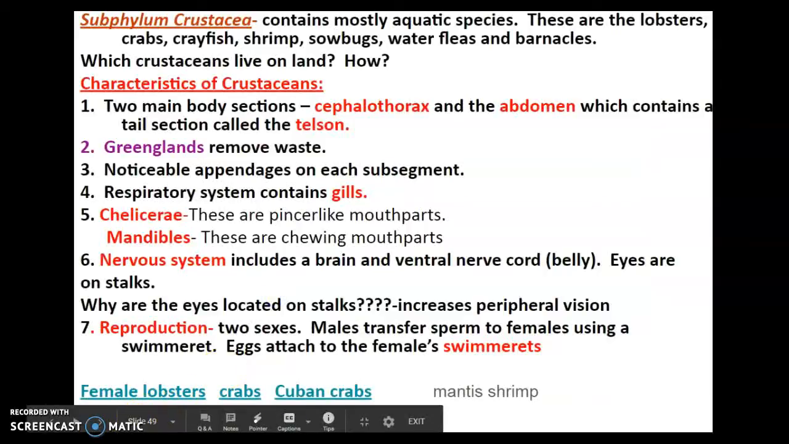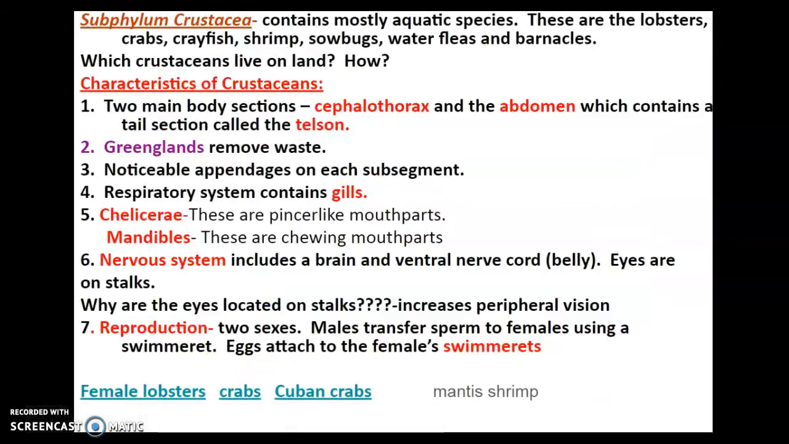Okay, so we're going to move on to the next subphylum, which is subphylum Crustacea. As we go about characteristics, flip over your study guide to the back side and find subphylum Crustacea. I would suggest you pause the video right here, flip it over, and fill in some of the details about the crustaceans that are specific to them.